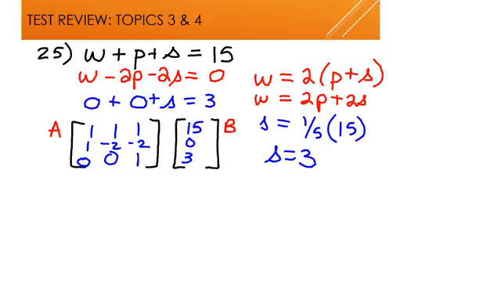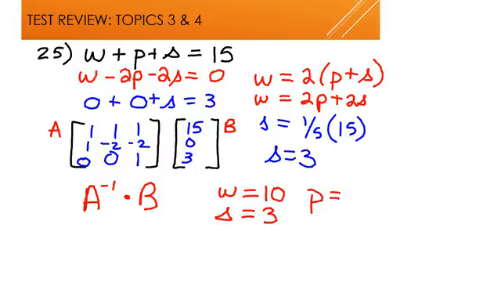So if I put the matrix in, remember to do A inverse times B, and I will get that the wind instruments equals 10, the string instruments equals 3, and the percussion instruments equals 2. And that's my answer. Okay, let's do the next one.